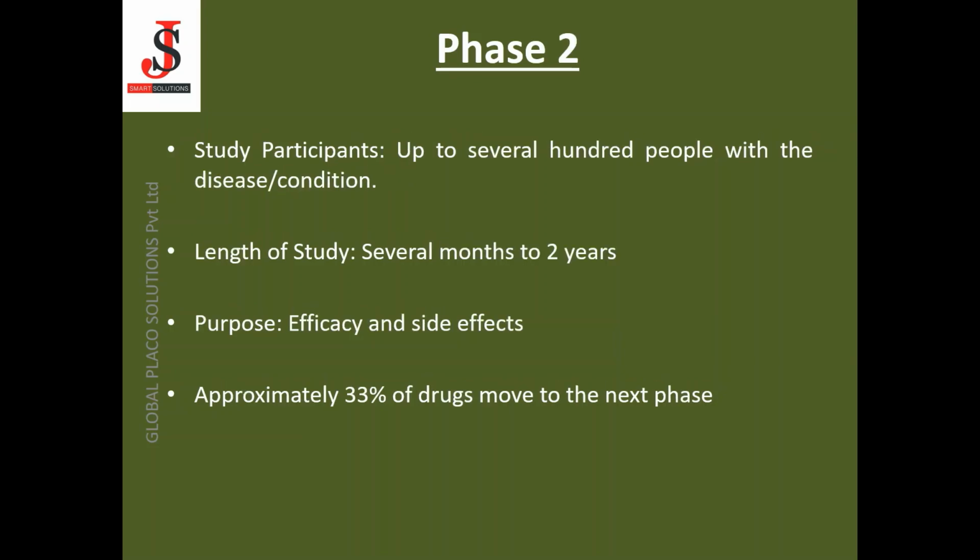Phase 2 has up to several hundred people with the disease or condition. The length of study is several months to 2 years. The purpose is mainly to study the efficacy and side effects. Approximately 33% of drugs move to the next phase, that is phase 3.